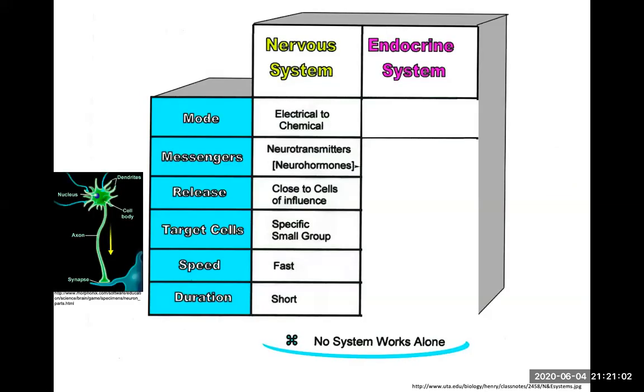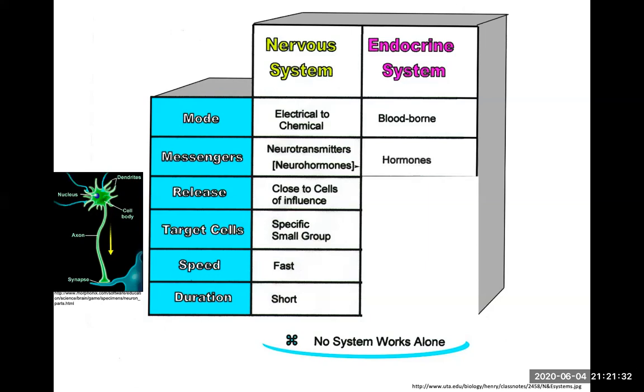So we'll go through a little bit of how we see some differences between the nervous system and the endocrine system. The nervous system, the mode of transmission is always electrical to chemical because that electrical signal gets passed down an axon, releasing neurotransmitters. In an endocrine system, the mode of transmission of hormones is blood-borne. So hormones will travel through the blood to their area of target tissue.